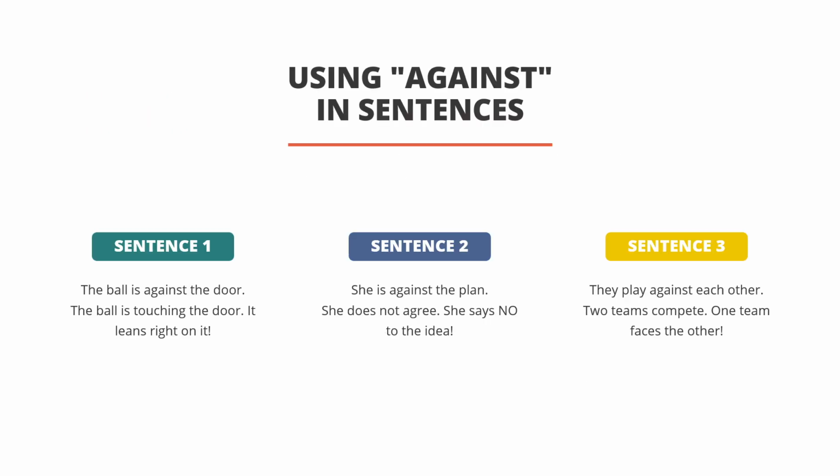We use against in many sentences. The ball is against the door. She is against the plan. They play against each other. These sentences show different meanings of the word.